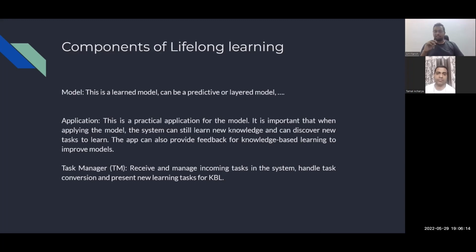And we have our task managers. We receive and manage incoming tasks, so we know what tasks we have to see. This can handle the task conversion and present even new tasks for the knowledge-based learning.